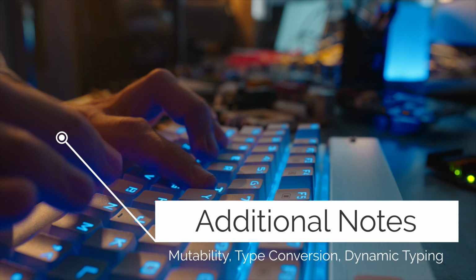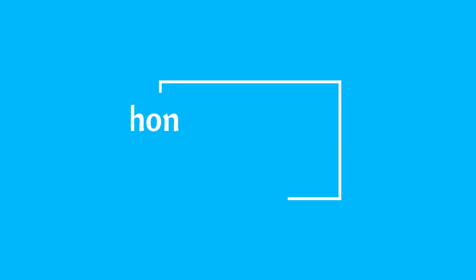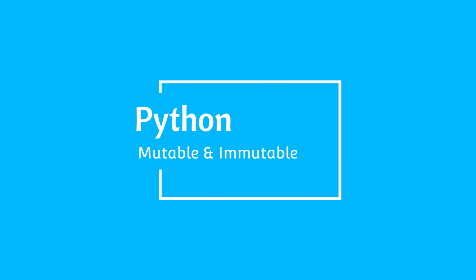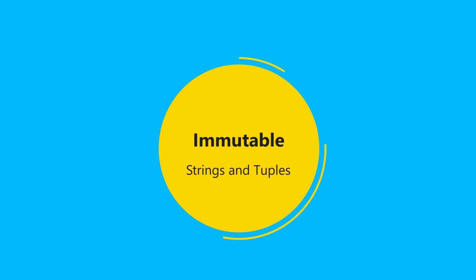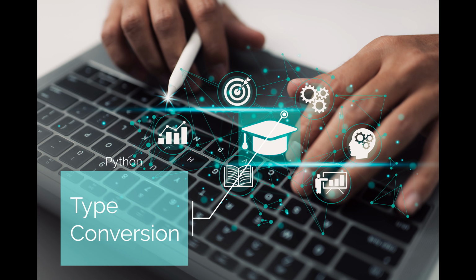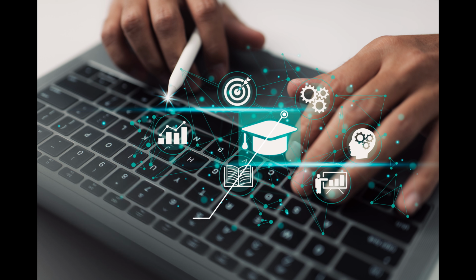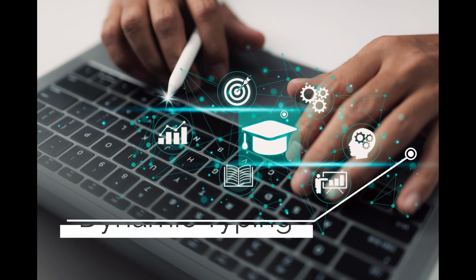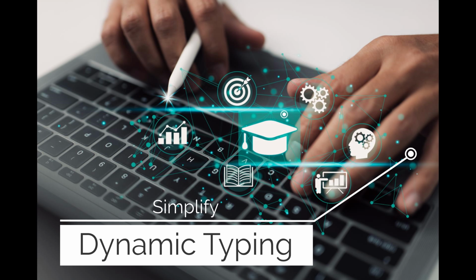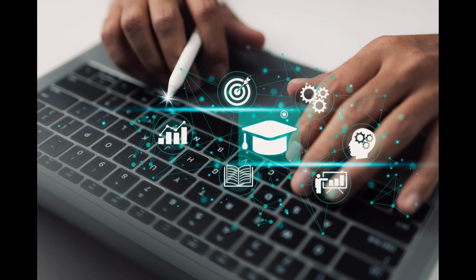A few additional notes to keep in mind. Mutability. This characteristic defines whether a data type can be altered post-creation. Lists and dictionaries are mutable, while strings and tuples are not. Type conversion. Python empowers you with the ability to explicitly convert types, also known as typecasting, ensuring flexibility across your data manipulation tasks. Dynamic typing. The need to declare variable types up front is eliminated thanks to Python's dynamic typing, where types are inferred at runtime, simplifying the coding process.